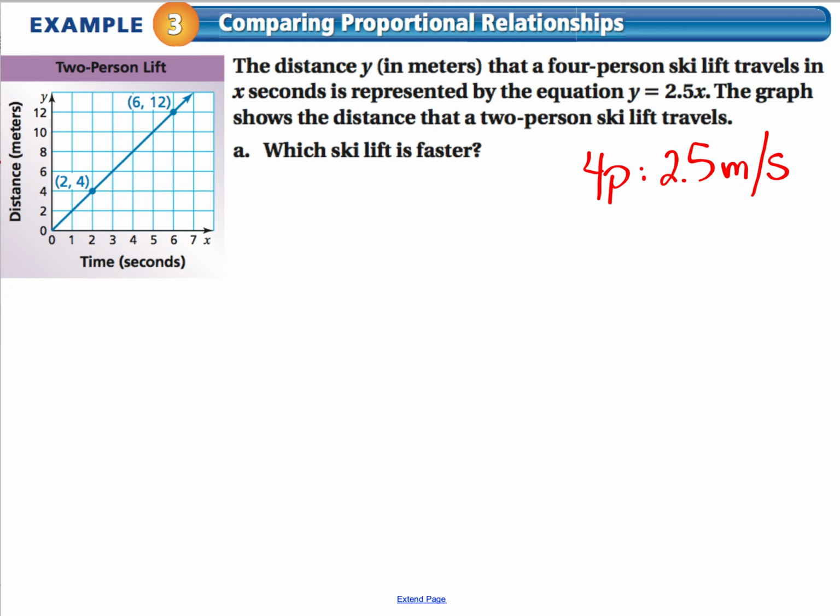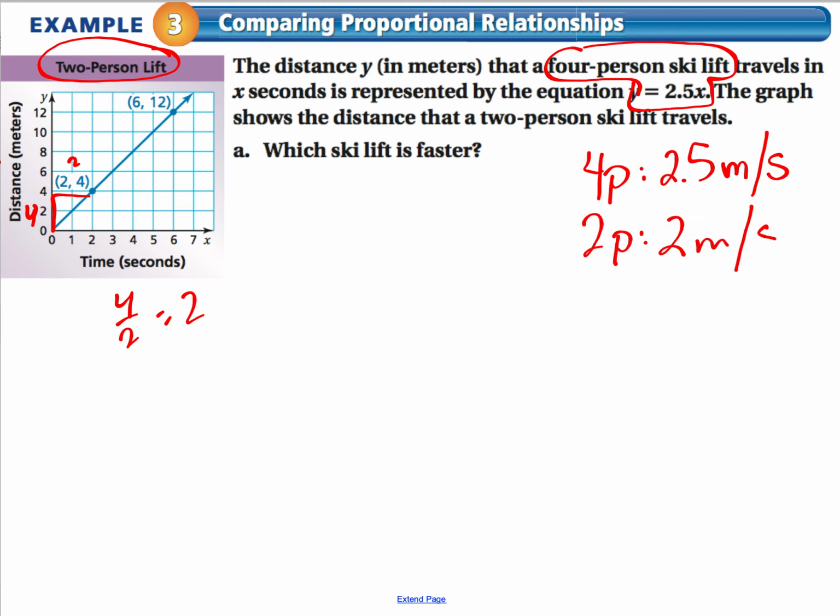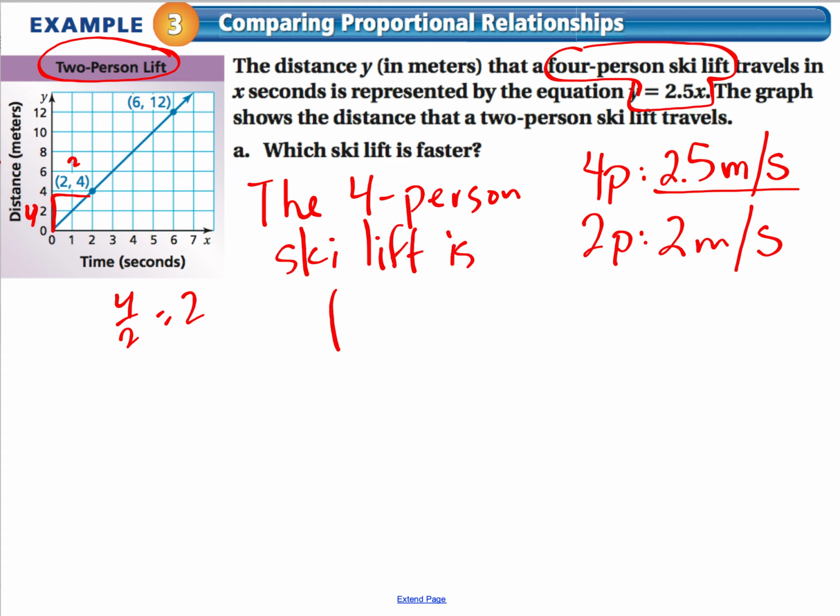Or sorry, the 2-person ski lift is represented in the graph. Yeah, 4-person was y equals 2.5x. In the graph, if we do a triangle for slope, it goes up 4 and over 2. That is a slope of 2. So the 2-person ski lift is 2 meters per second. So which ski lift is faster? Well, 2.5 meters per second is faster than 2 meters per second. So the answer would be the 4-person ski lift is faster.